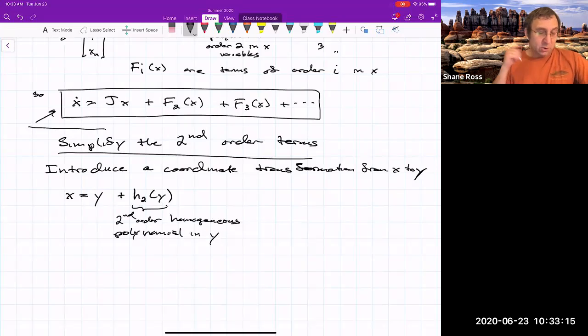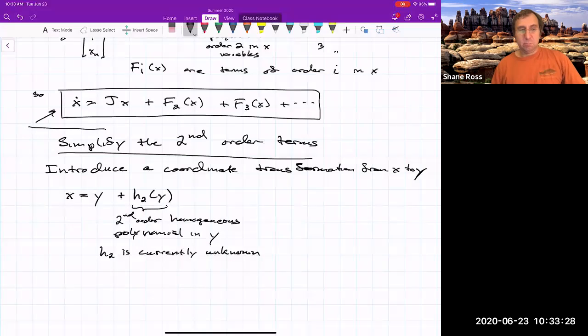And we don't know what h2 is. h2 is currently unknown. We're going to solve for it, just like in the motivating example, where we had coefficients of second order and third order terms, and then we solved for them. Right now, we don't know because this is a vector valued polynomial.